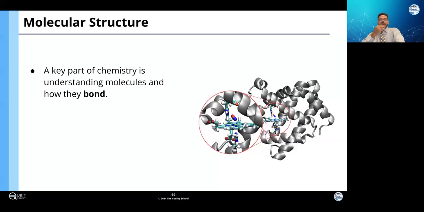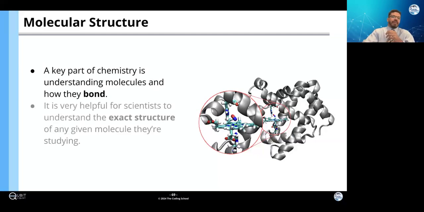And so a key part of chemistry is understanding molecules and how they bond to each other. So in the active site of a particular enzyme, you're going to have some very important, interesting bonding interactions that go on that enable the chemistry, right? And so if you understand the exact structure of a molecule, you can figure out how it's bonding. You can figure out the mechanism of its action and the implications of that mechanism going forward.